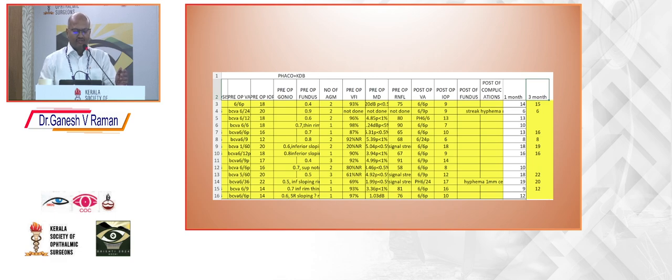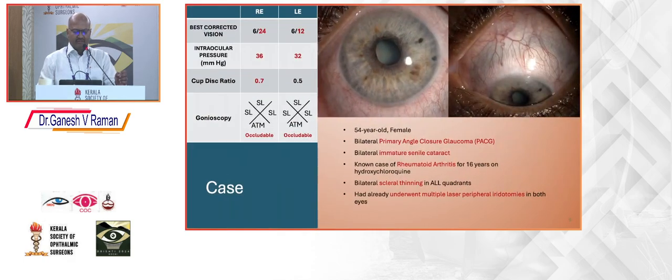And the diagnosis is all PAC or PACG, and look at the cupping. Some of them are 0.4, but many of them are 0.7 and above. So advanced, moderately advanced glaucoma. I'll come to this case.